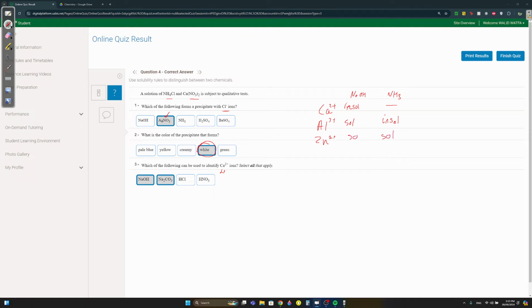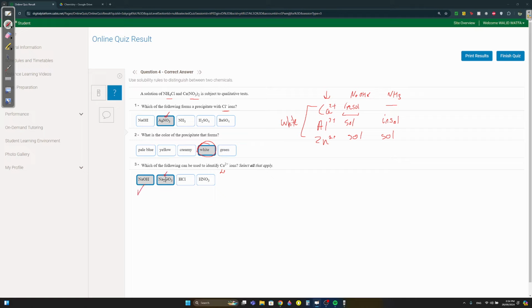And you have an empty space, so you put soluble. This was the table we had. So to test for Ca2+, you can dissolve it in NaOH, and you will see that a precipitate will form that is insoluble in NaOH. All of these precipitates are white, by the way. All of them. Okay, so NaOH will work.